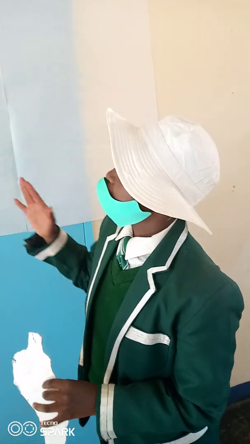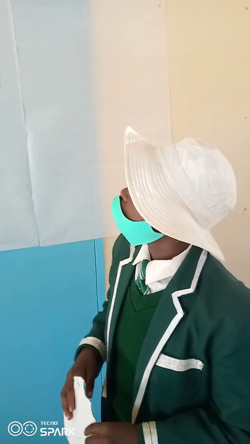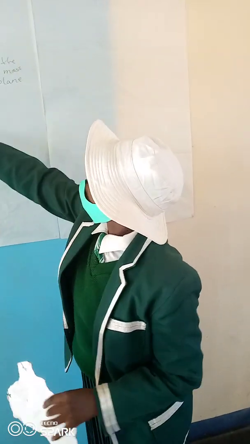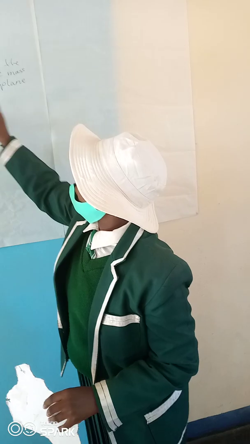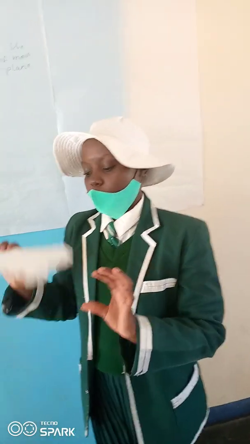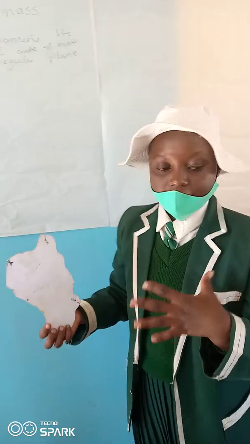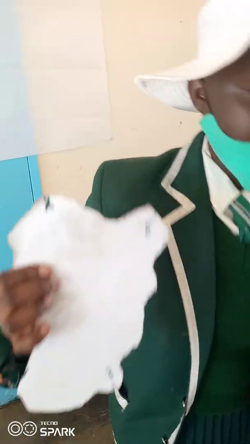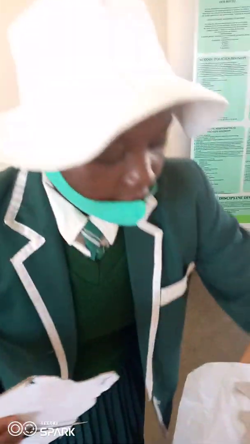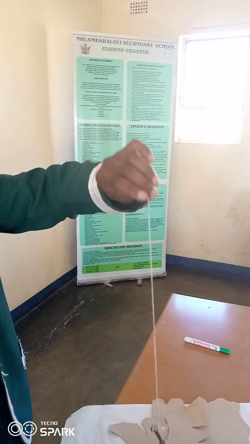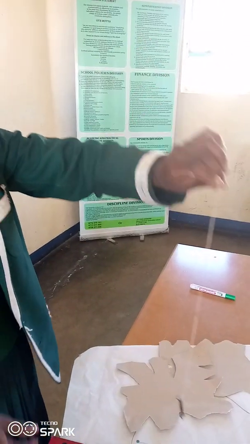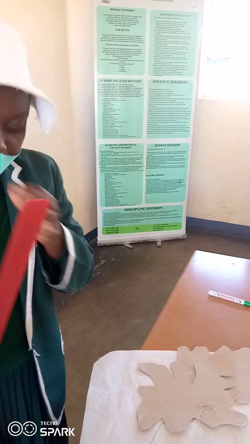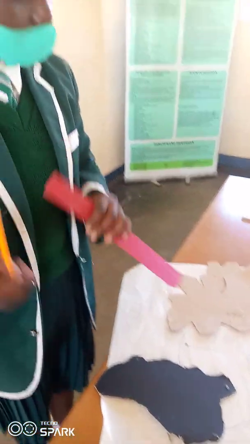So, let's go back to our objective of today. Our objective is to determine the position of center of mass on an irregular plane lamina. We should write this one right here. So, what I need is a plane lamina, a divider. I don't actually have a pin, so I'm going to use this divider. A plumb line. A plumb line is any weight attached to a string. Then I'm going to need a ruler and a pencil.